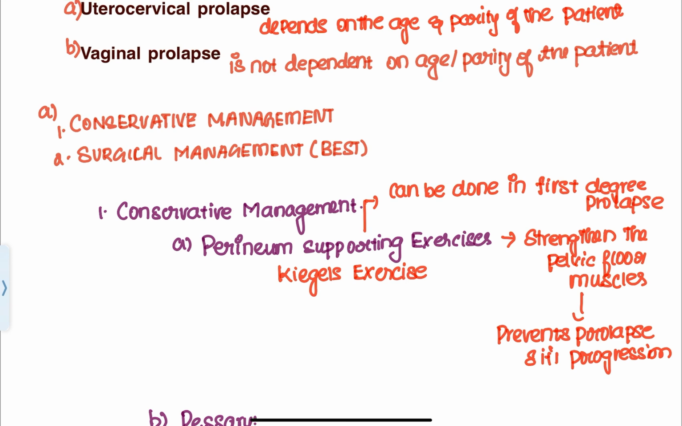This exercise will strengthen the pelvic floor muscles, so it will prevent the prolapse, and it will also decrease the chances of progression of prolapse. For that reason, if a patient is going to deliver a fetus, both during pregnancy and immediately after delivery, you need to advise the patient to do Kegel's exercise, which are basically perineum supporting exercises. Once the perineum regains its strength after delivery, the chances of prolapse later in her life will be decreased, because the perineal muscles are already supported after each successful delivery the patient had.